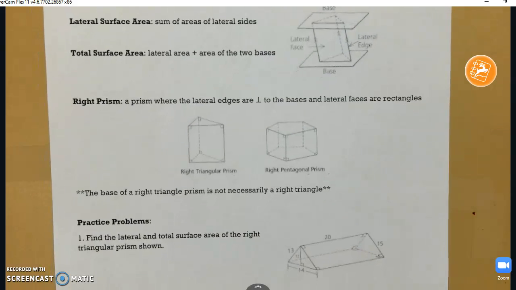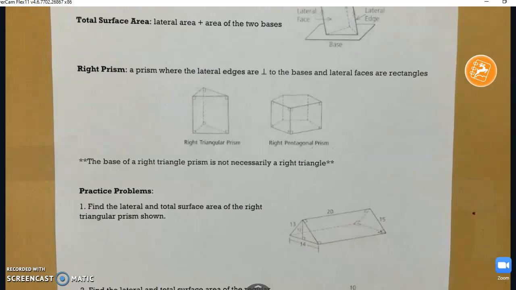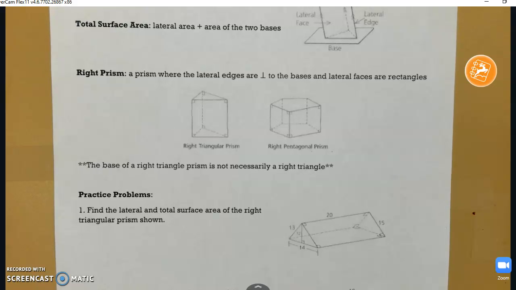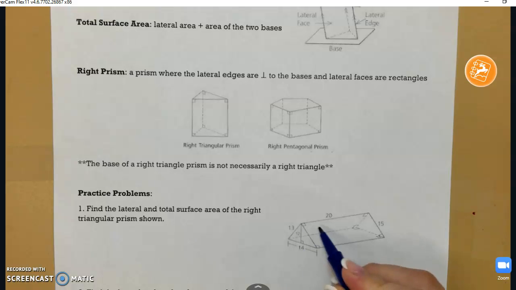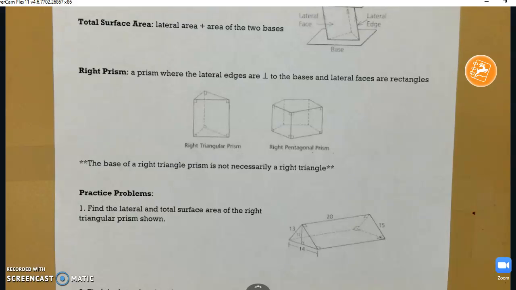So we just got two practice problems for 12.1. And the first one is to find the lateral and then total surface area of the right triangular prism shown. And because it's a right one, that means that our lateral sides are perpendicular to the bases, which means that they form rectangles. Now, one thing to note about this one is that not all of the rectangles are the same size. So if we're first finding the lateral surface area, we've got three rectangles here that we need to find the areas of. And they're not all identical.